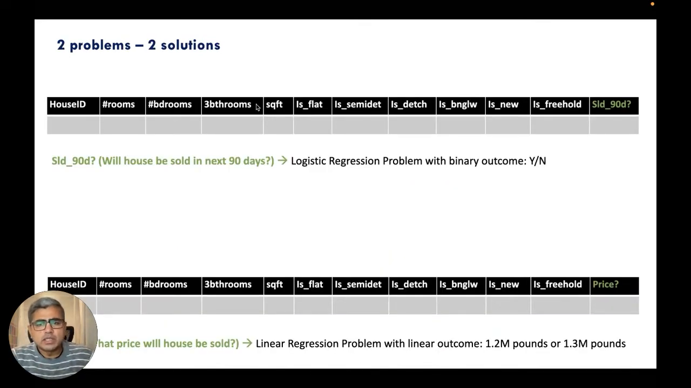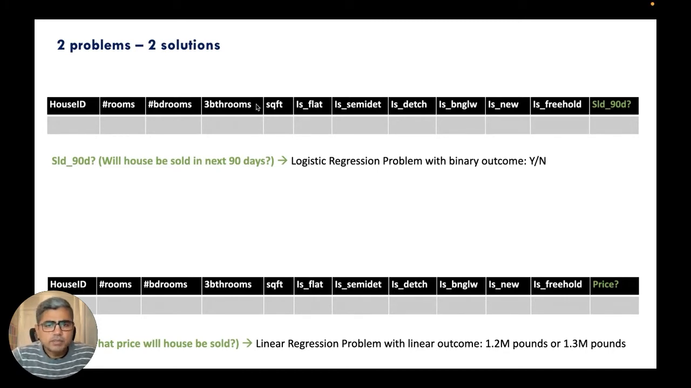This is how a typical machine learning variable selection would look to the model. In the first question, the question we're asking is, will the house be sold in the next 90 days? This is a binary outcome solution. We're looking for an answer, yes or no. And what you see on top are the various features of the house. For example, what's the house ID? That ID may be 101. How many rooms does it have? How many bedrooms does it have? Does it have 3 bathrooms?